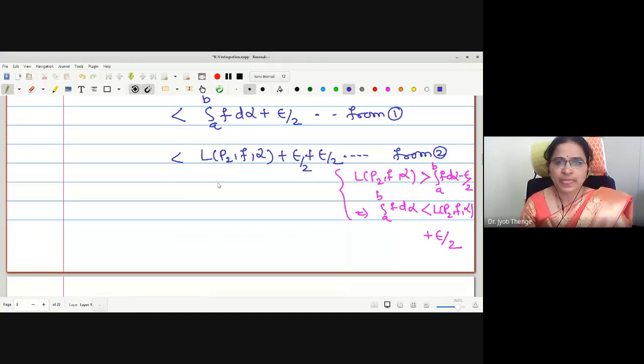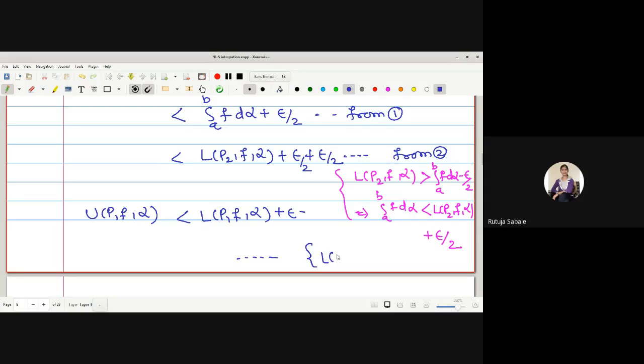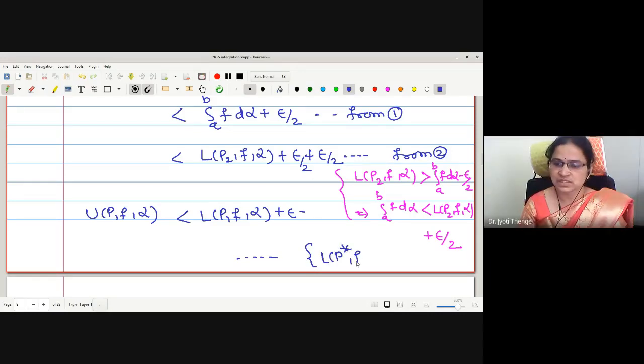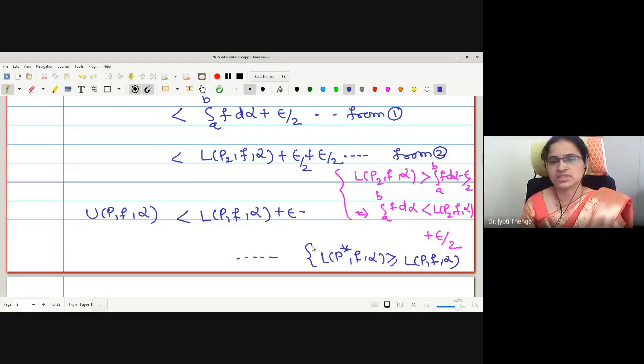Now what is the relation between the lower sum with respect to P2 and the lower sum with respect to its refinement, L(P, f, alpha)? This term, plus epsilon by 2, is already strictly less, and is less than or equal to L(P, f, alpha). Correct or not? Which relation have I used? L(P*, f, alpha) is greater than or equal to L(P, f, alpha). This relation I have used.